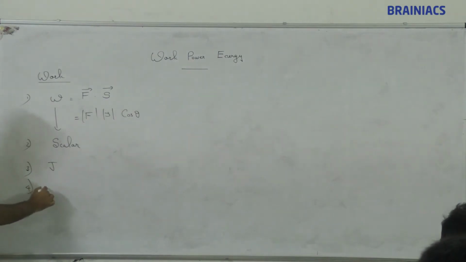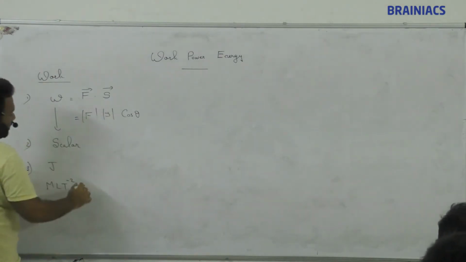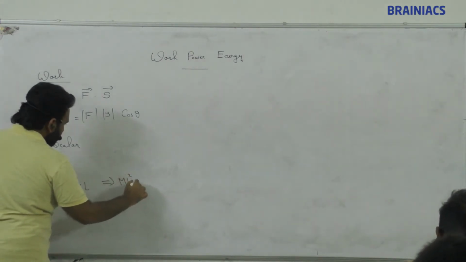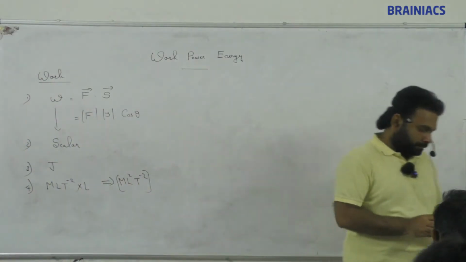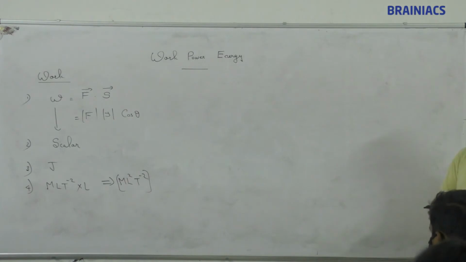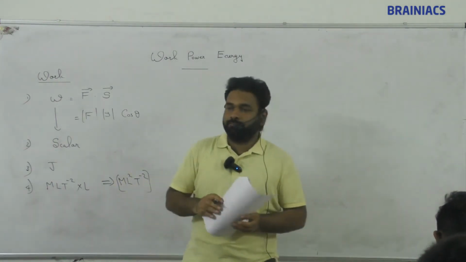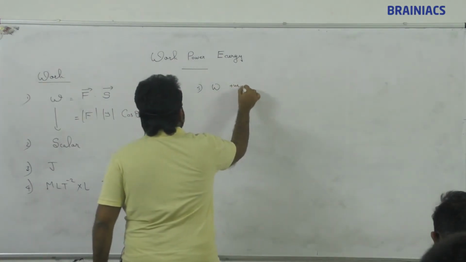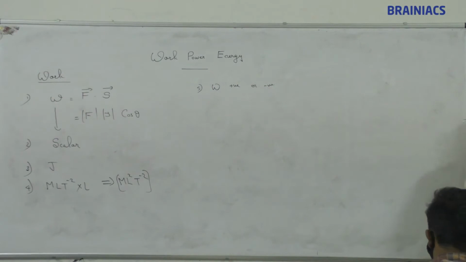Fourth point, its dimensional formula is M L squared T raised to minus 2. That is the dimensional formula of work. It doesn't have any direction, work doesn't have any direction, but sign is there. Work can be positive or negative.